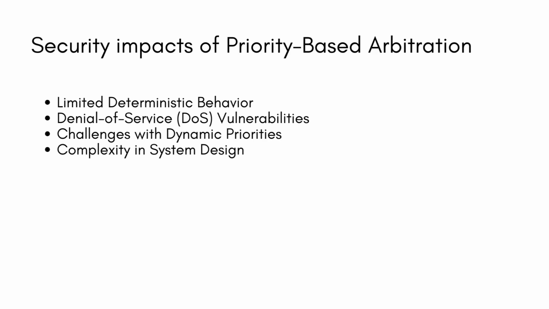The CAN bus's priority-based arbitration system, while useful, presents some security challenges because first, adversaries can use it to create delays for lower priority messages, which is problematic for time-sensitive applications. This can be exacerbated by a constant stream of high-priority messages, potentially causing a denial-of-service situation. Also, the fixed priority system struggles to adapt to dynamic conditions where message importance can change.